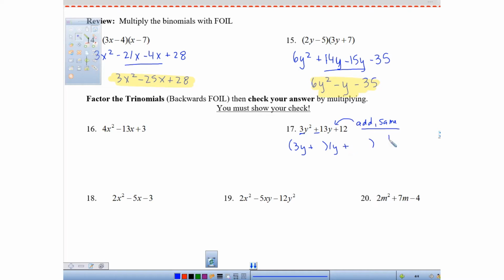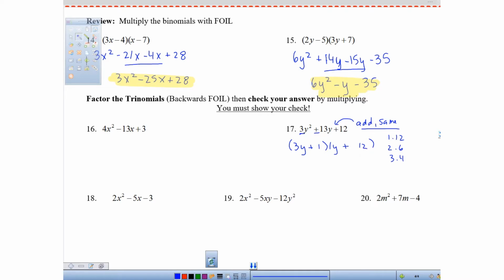What numbers multiply to give you 12? 1 and 12, 2 and 6, and 3 and 4. Now it's like a puzzle, okay? You have to figure out where these numbers are going to go. So guys, maybe you thought the 1 went there and the 12 went there.